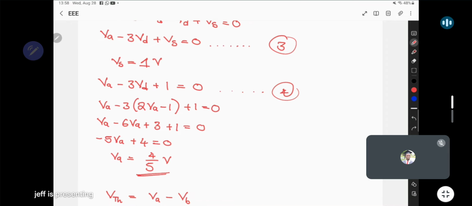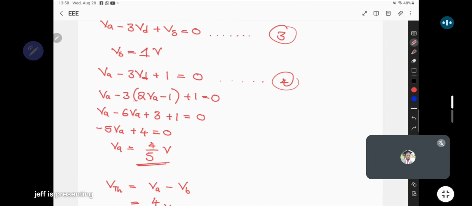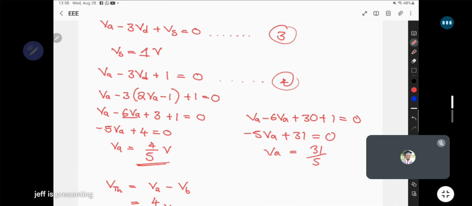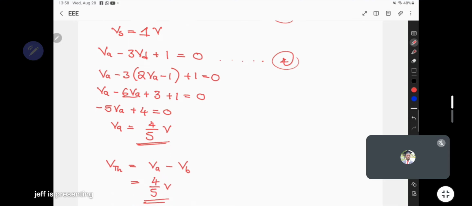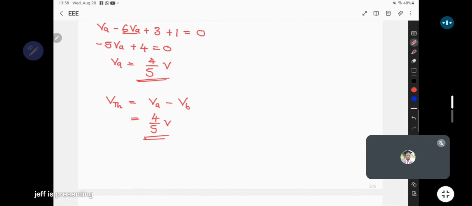When solving, what else will change? When multiplying by 3, this will still be 6VA, but this will now be 3 by 10, which is 30 there. So now this will be VA minus 6VA plus 30 plus 1 is equal to 0. This will be minus 5VA plus 31 is equal to 0. VA will be equal to 31 over 5. Of course, you can do it stepwise to make sure that it is indeed coming out to be this. Okay, so we have now found V Thevenin.